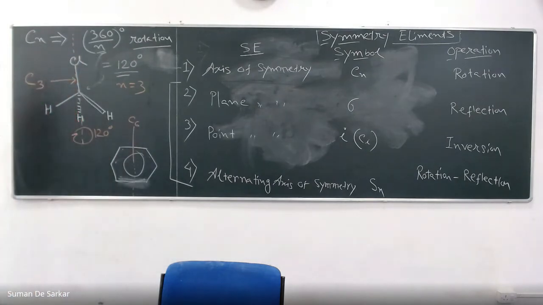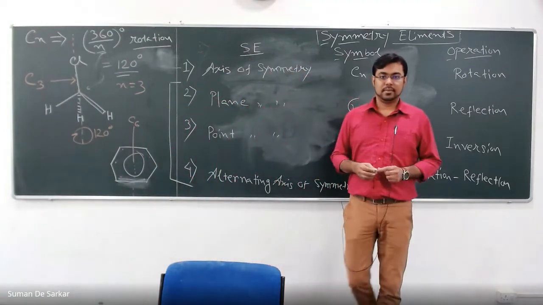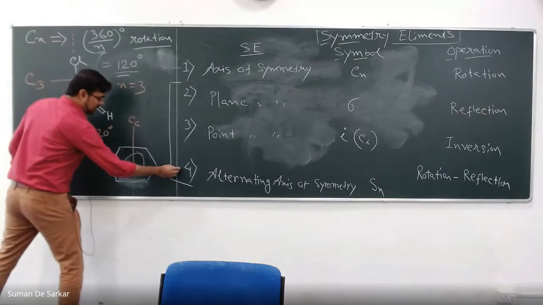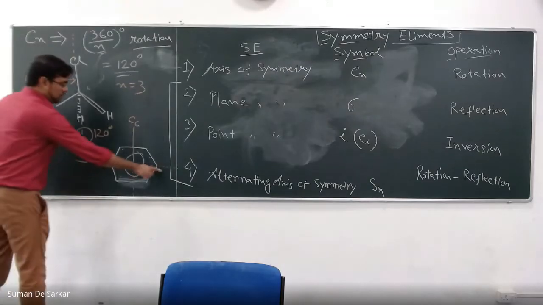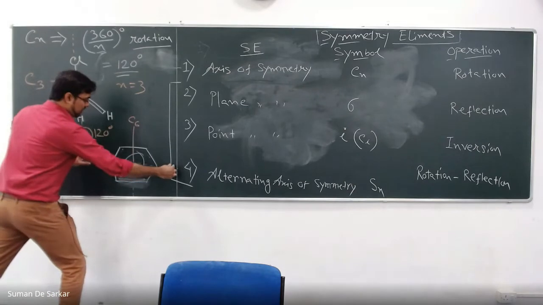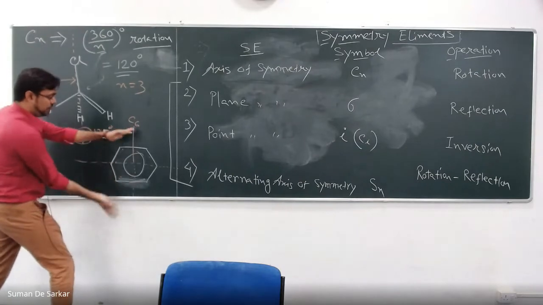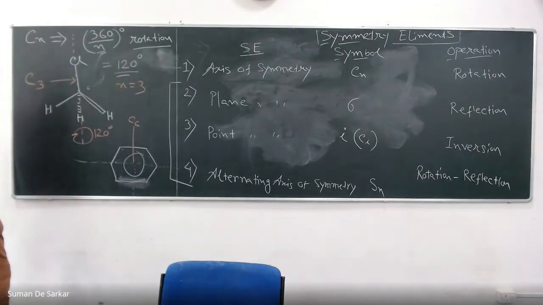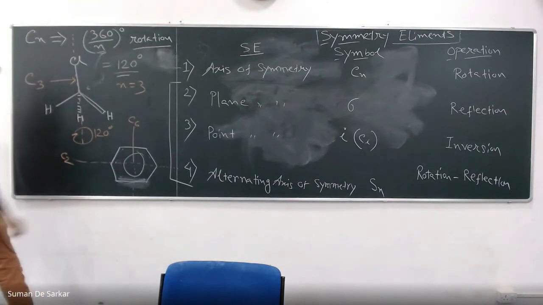Now the question is, is this the only axis of symmetry this molecule has? No, sir, even on the plane of the molecule. Yes, the C2 axis. How many? 6, right. Through the carbon here, you can easily visualize. If you rotate by 180 degrees, the ring will just flip, and you will get another identical structure. So the value is 180, so n becomes 2. This becomes C2 here.